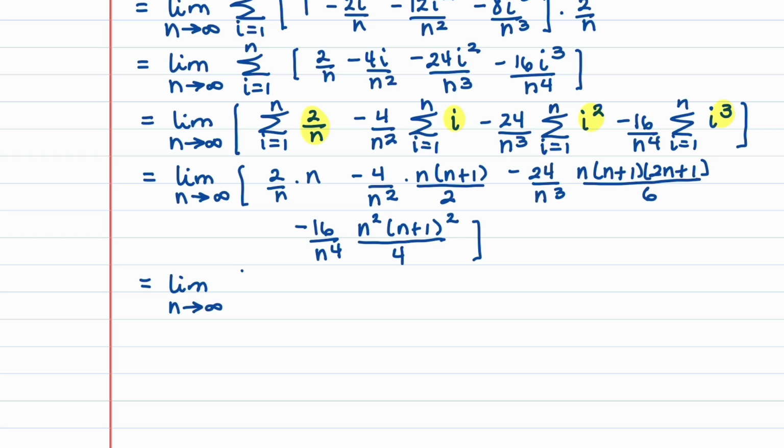Limit as n goes to infinity. Our first term is 2 divided by n times n, so this is 2. And then our next term, that's this term right here. 4 divided by 2 is 2, so we have minus 2. Up top, we have n squared plus n. And then in our denominator, we have n squared. Now let's look at our third term. We have 24 divided by 6, so that gives us a minus 4.